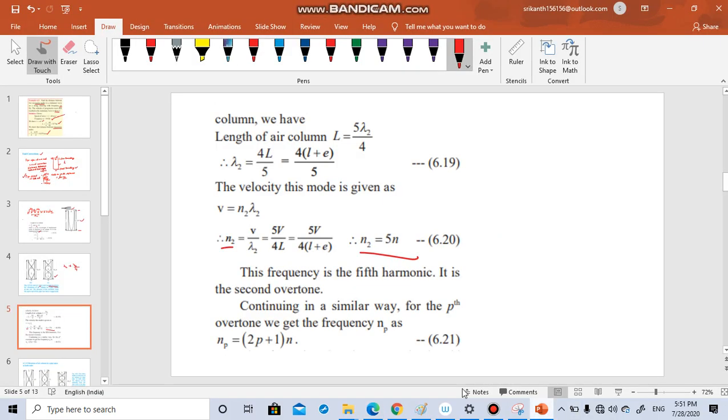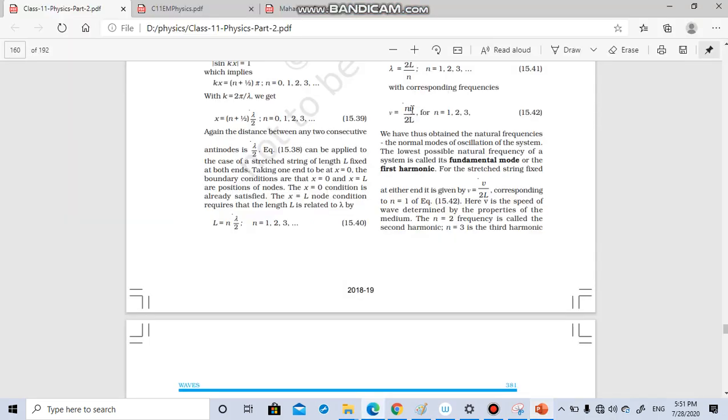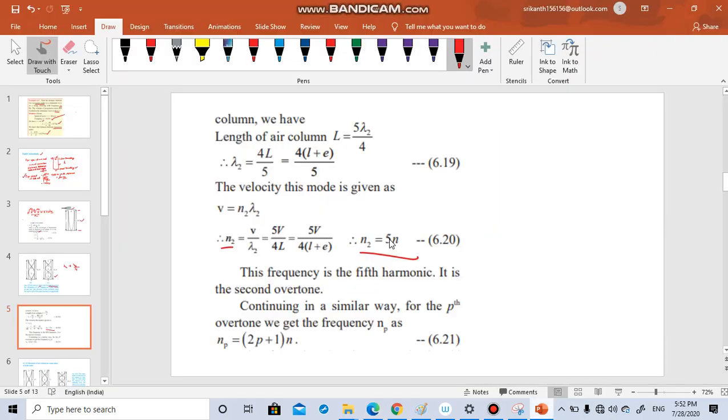So like that, if you see this formula, see what is happening. Now let us say V by 2L, you take it outside. Now N is equal to 1, it is V by 2L. If I put N is equal to 5, is it not 5 times frequency? It is 5 times frequency. So that is what we are discussing here. It is 5 times natural frequency.